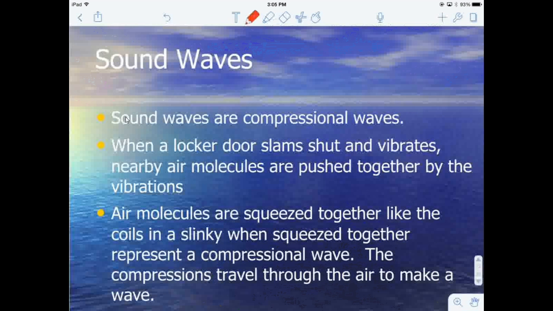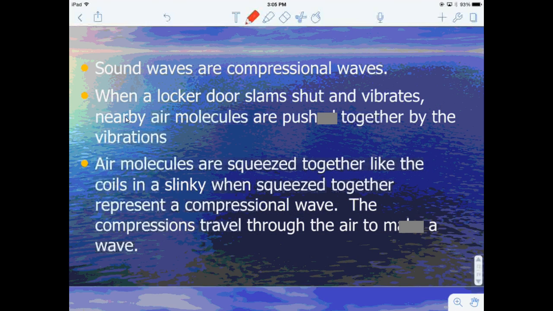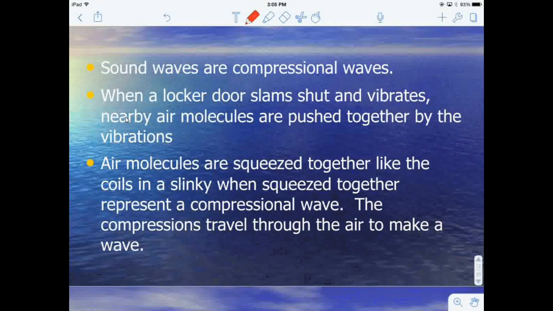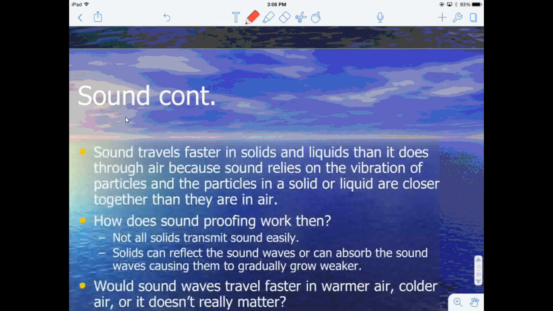Sound waves are examples of compressional waves. When something is really loud, as opposed to, if I slam a book on the ground or slam a locker or something, those air molecules get slammed close together. They get compressed really tightly together, and that's what makes that loud noise, how compressed they get. Again, I'm going to go over this in class.